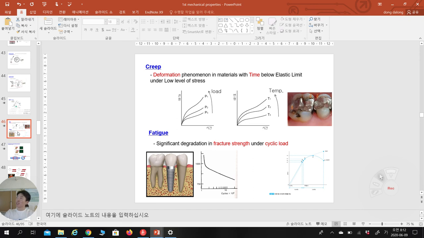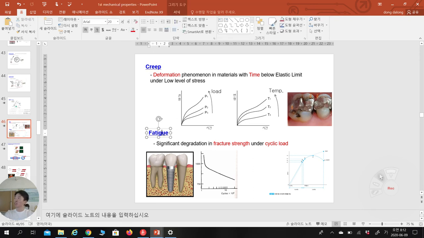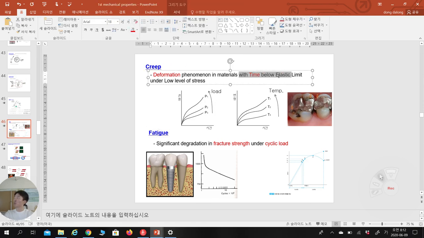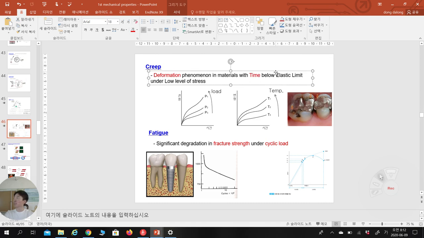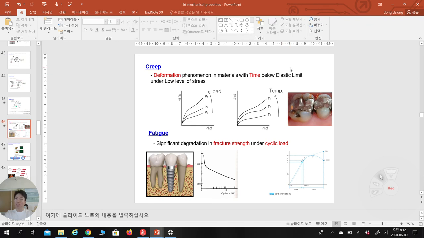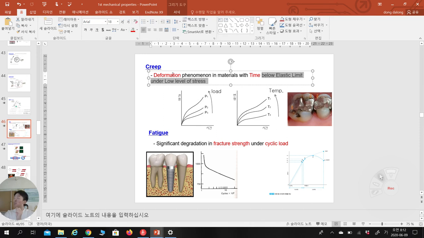So yeah, once you know this, you can understand creep and fatigue. So creep means under below the elastic limit. What is the meaning of elastic limit? Below the elastic limit means that once you apply a force, and then after applying the force, you release it, the length should go back to the normal length, right? This is the meaning of elastic. But even below the elastic limit, deformation can happen. This is the meaning of creep.